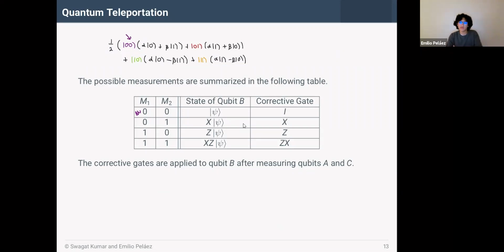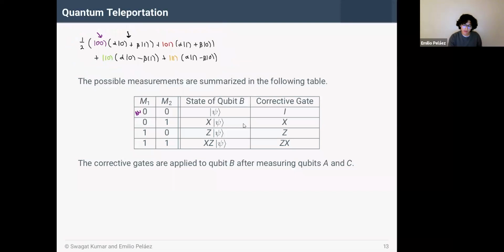So all the other elements of the superposition disappear because we already know that the first two qubits are in those states. So we have that the state in qubit B is already the state we wanted to teleport. So the teleportation is complete, okay? So now let's look at what happens when M1 is 0, but M2 is 1. So in this case, we will have 0, 1. So it is the red state, this one.